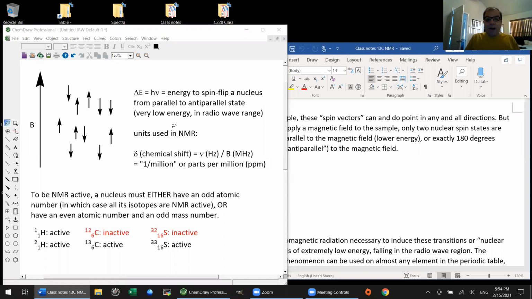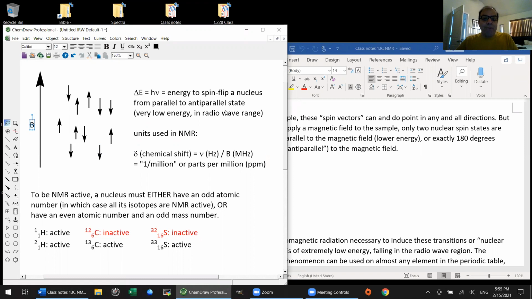And that would be fine, except there's one more complication. Luckily, it's one that's easily dealt with, which is that the energy of that transition going from parallel to anti-parallel is not completely independent of other factors. In particular, it does depend on the magnetic field strength of the instrument, which can vary. And we want a way of being able to take an NMR spectrum on any NMR spectrophotometer and get the same data out at the end, or at least get equivalent data out at the end.